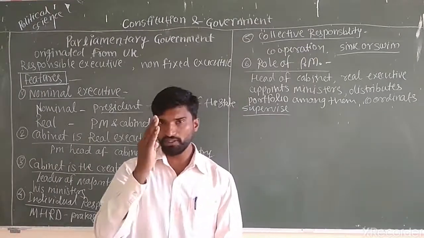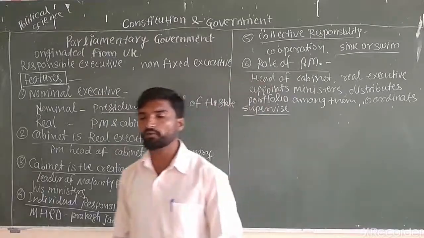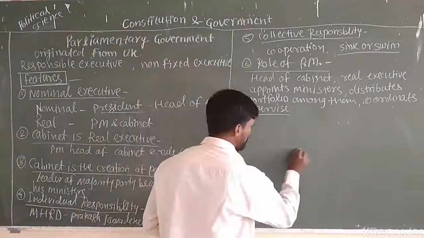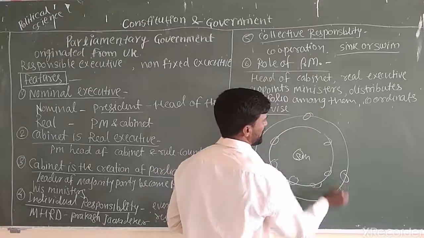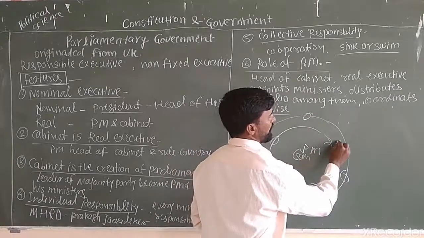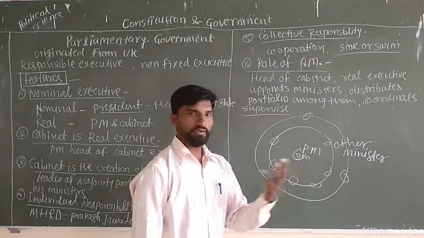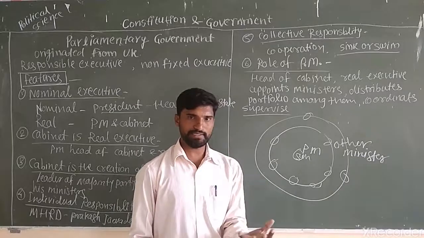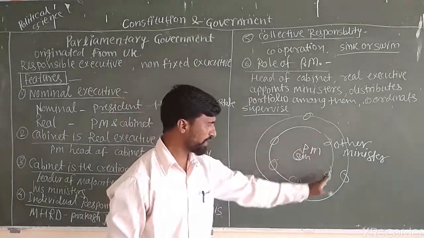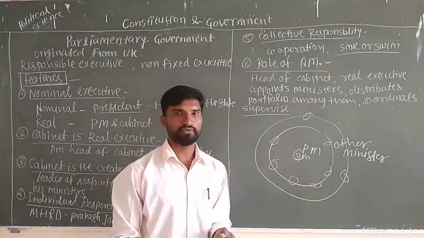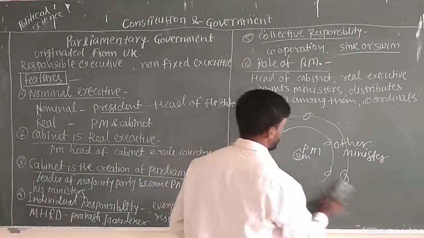So what has Jimmy told about the PM's role? He is like a sun and other ministers are moving around him. Like the sun, the PM is at the center, and the other cabinet ministers will move around, like the other planets. So the PM's role is very important, as he is at the center like the sun, and the other ministers or the cabinet ministers will move around him. So the PM's role is very important in the parliamentary system to make the government and the country successful.